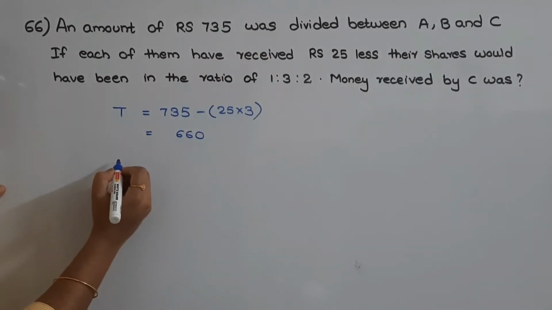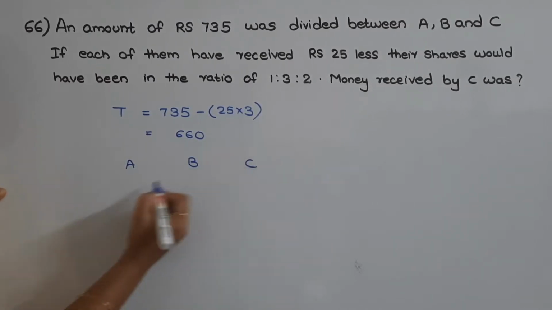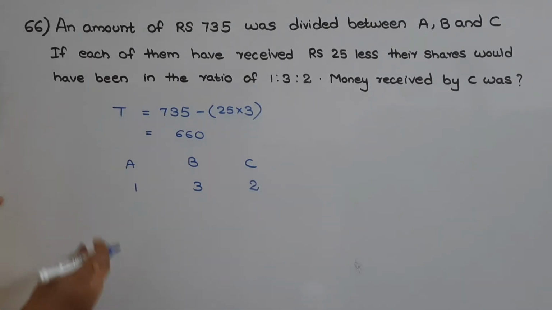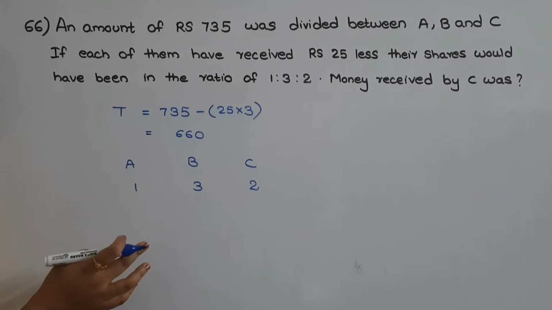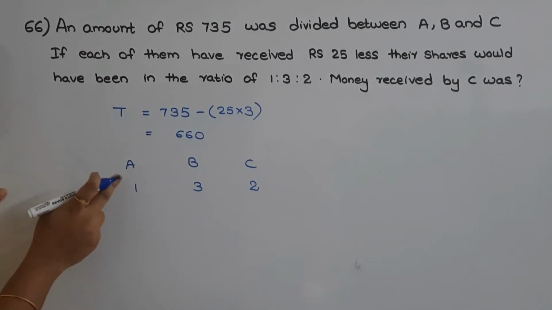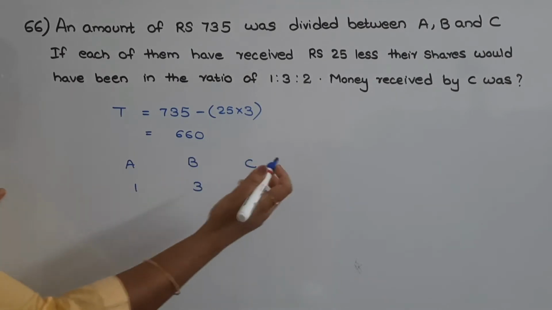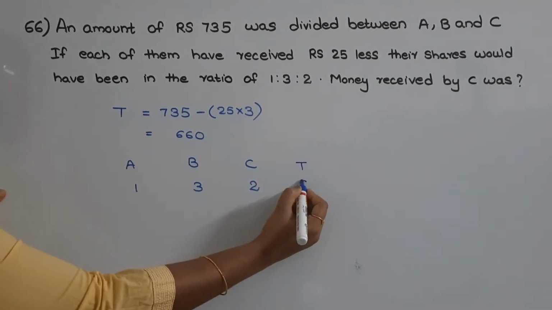So the ratio of A, B, C is 1, 3 and 2. This is the ratio when each of them has received 25 less. If the share of A is 1, share of B is 3 and share of C is 2, then what will be the total share? That will be 1 plus 3 plus 2, that is 6.